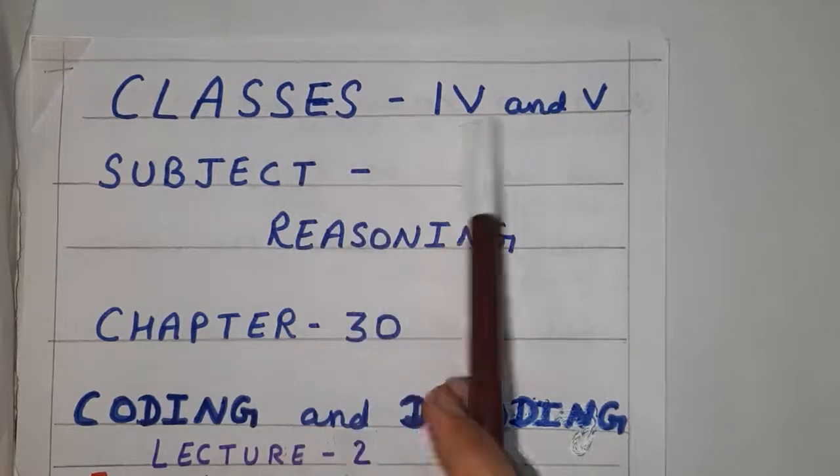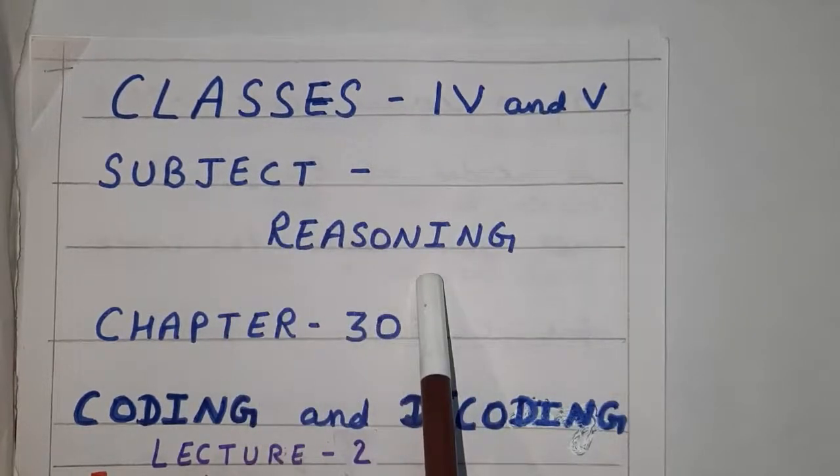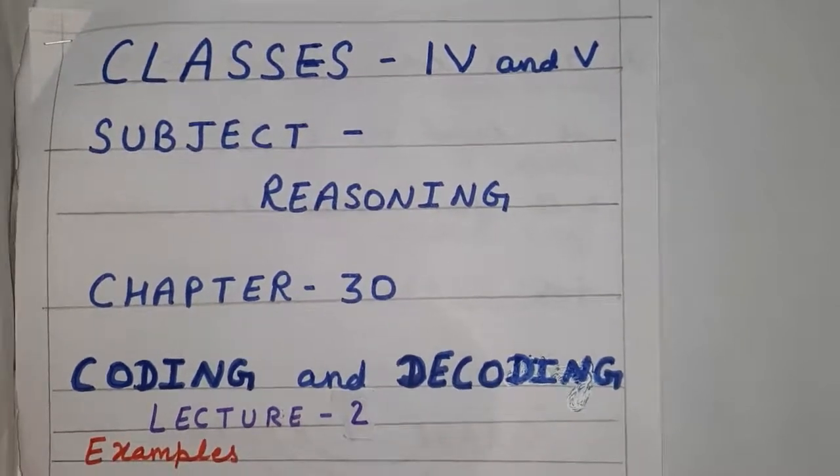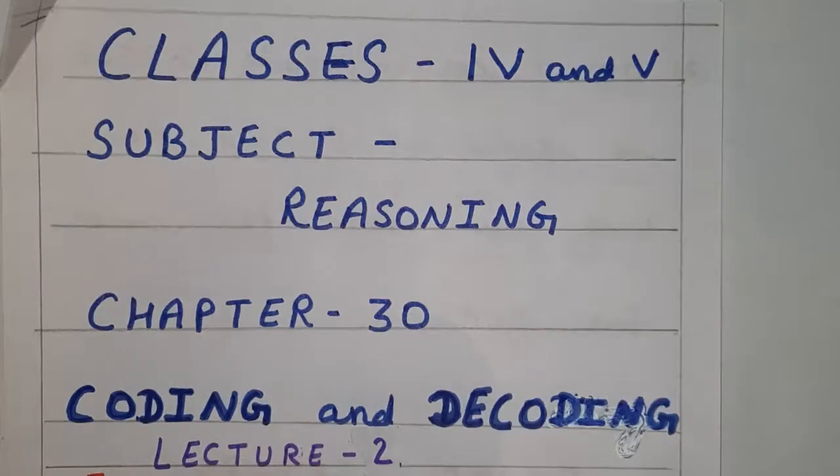This lecture is for classes 4th and 5th. Subject: reasoning. Chapter number 30. The name of the chapter is Coding and Decoding, and it is our lecture number 2. Beta, in this lecture 2, I will explain number coding. In lecture 1, we have done alphabet coding, and in lecture 2, we will do number coding. And also we will discuss the solutions of lecture 1.